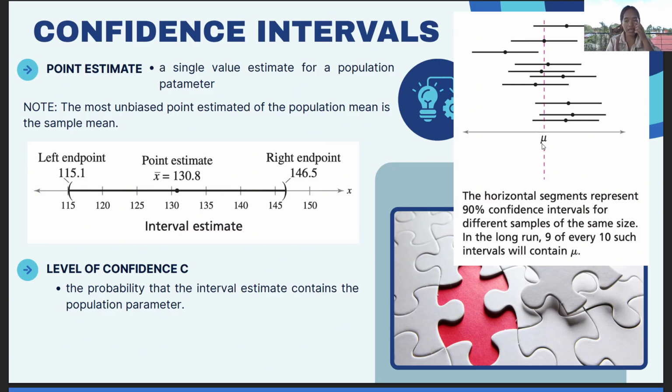So, for example, in this illustration, we can see that the horizontal segments represent 90% confidence intervals. For different samples of the same size, in the long run, 9 of every 10 such intervals will contain the mean, because when you do the test, all of them except one include it. So this one is what we call the outlier.